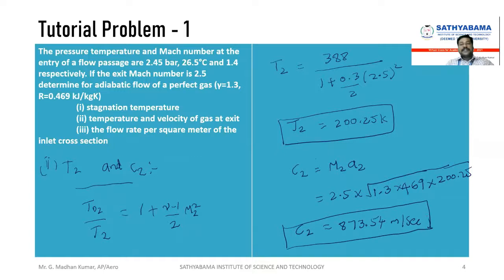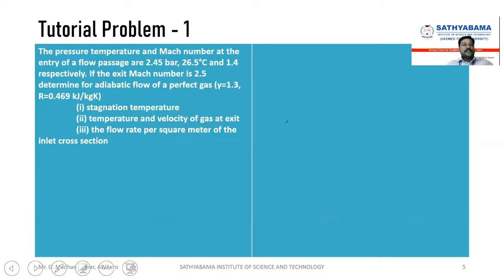So we have found the velocity now, and next we are going to find the flow rate per square meter of the inlet cross section, right? So next we will see the flow rate per square meter. It is section 3. We are going to find m dot by A, right? So this m dot by A is nothing but rho 1 C1, right? So rho C A is nothing but mass flow rate. Here they have mentioned only the inlet cross section, so you are going to find only the m dot by A in the inlet. So inlet condition is 1, so rho 1 C1.